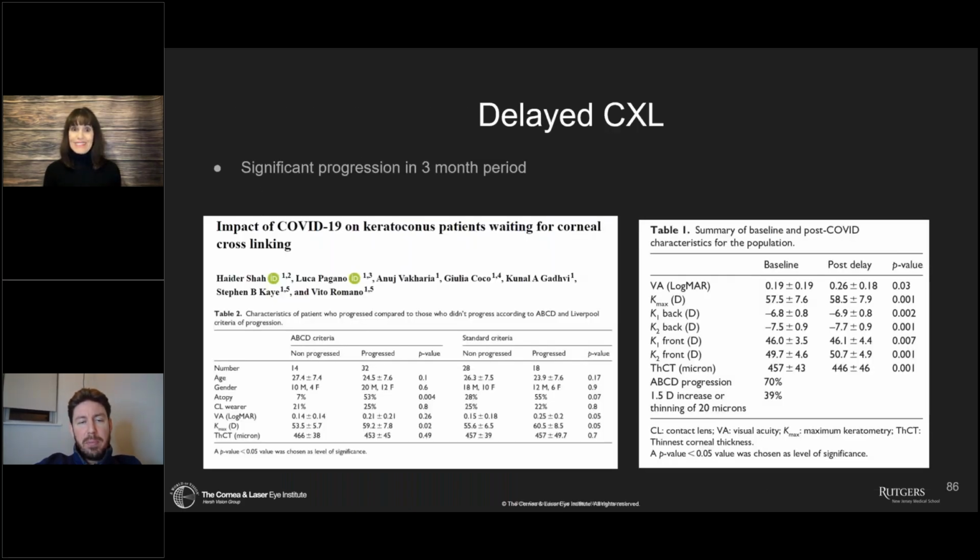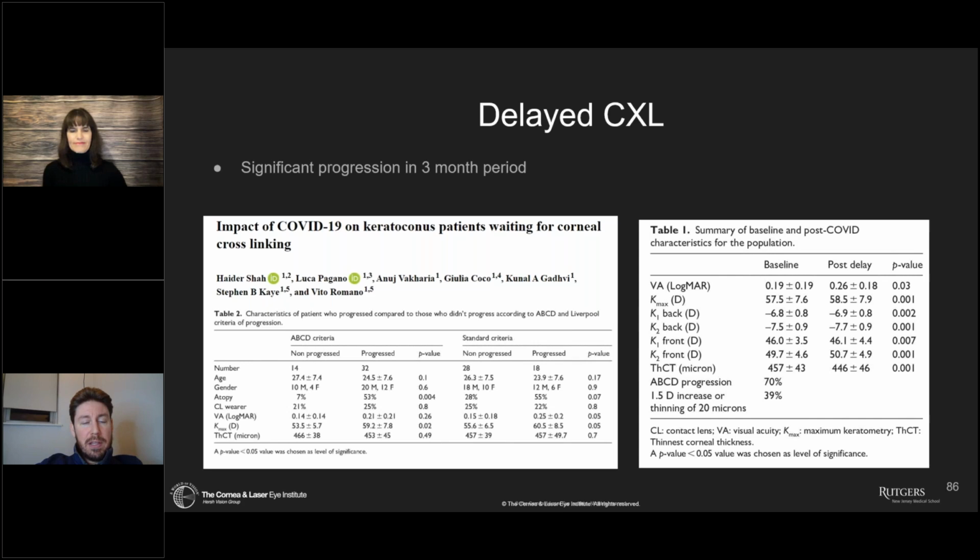So this is actually a very important slide. COVID, as bad as it is, did have some interesting opportunities that came out of it to really look at how delays in care can affect our keratoconic population. This was taken from, I believe, Moorfields.